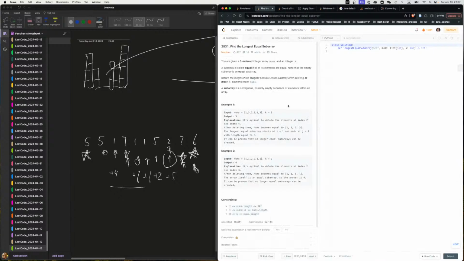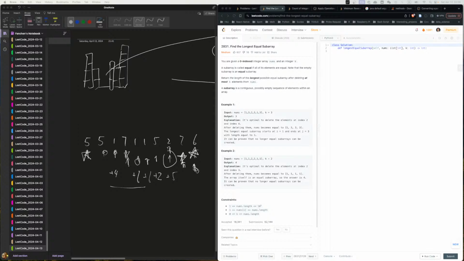Trapping rainwater. All right, find the longest equal subarray. You're given a zero-indexed integer array, nums, and integer k. A subarray is called equal if all of its elements are equal. Note that the empty subarray is an equal subarray. Return the length of the longest possible equal subarray after deleting at most k elements.